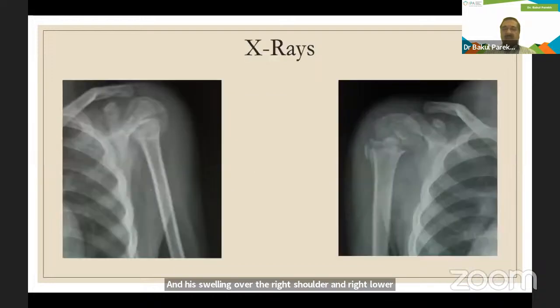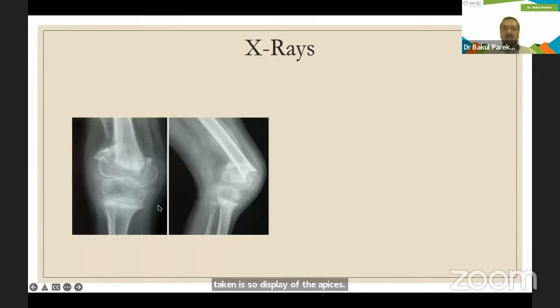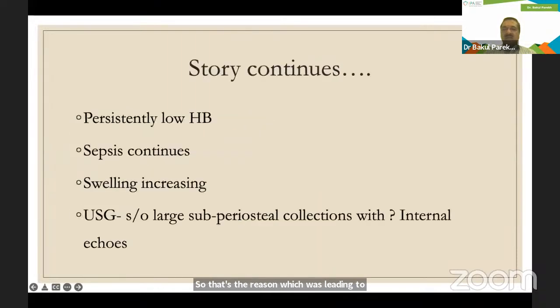So this swelling was increasing, and when X-ray was taken, it showed dysplasia of the epiphysis in the upper part of the humerus and also in the lower part of the femur. So that's the reason which was leading to pain and swelling and tenderness. So again, another case of pseudoparalysis.